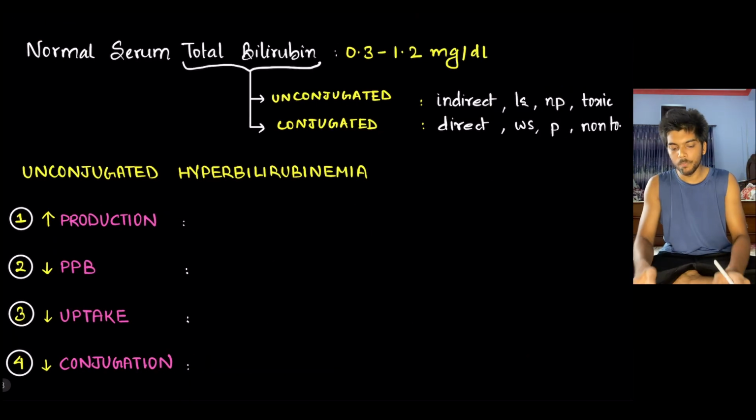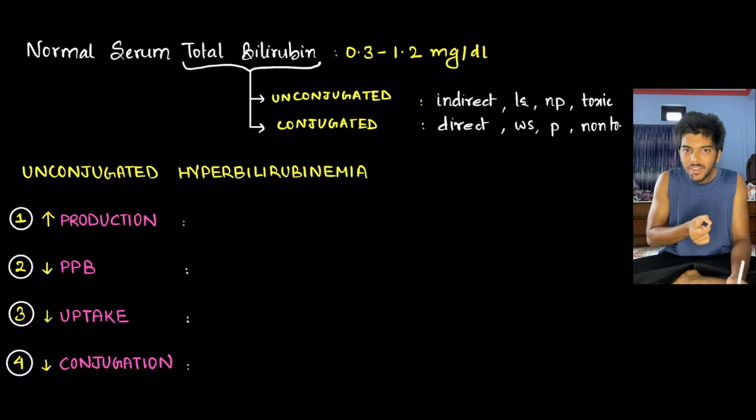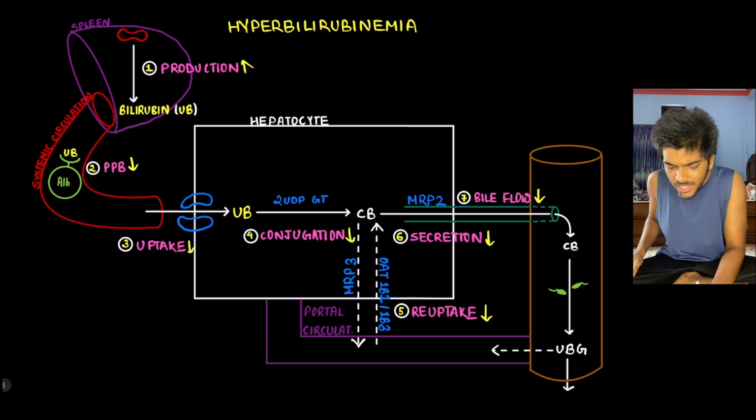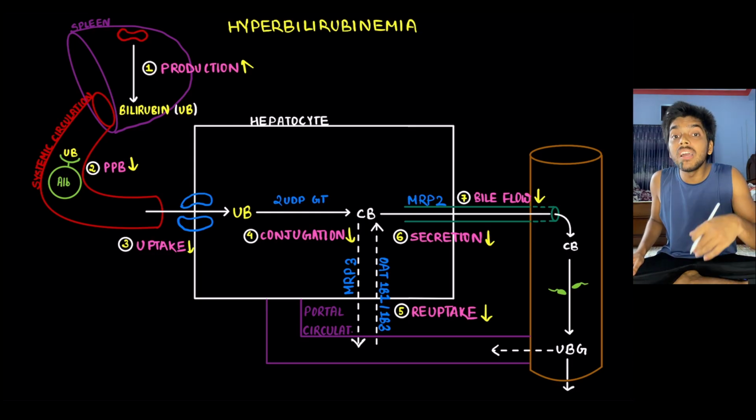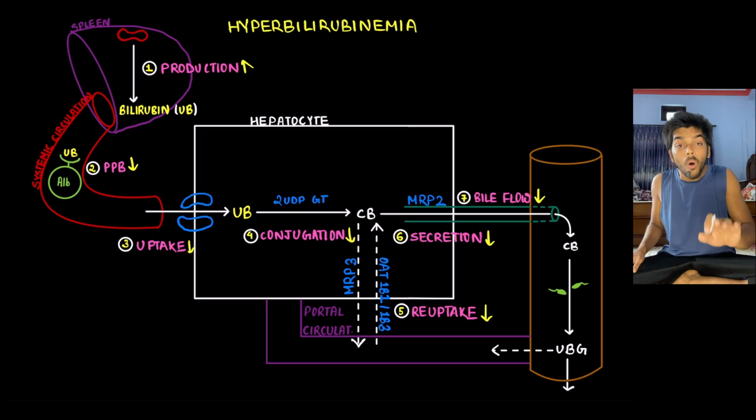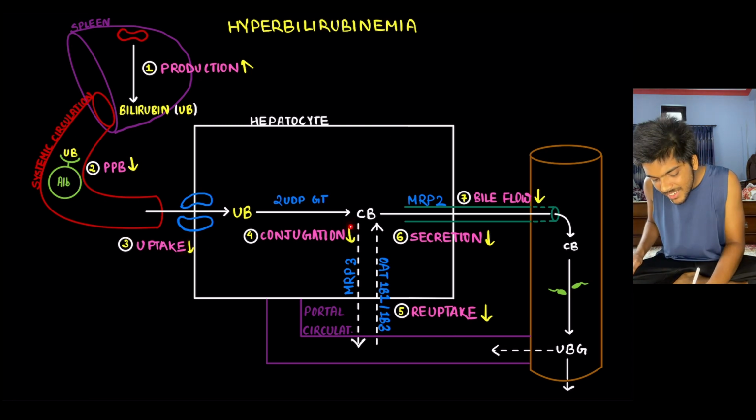That's it. Now what you need to know is, for individual reasons, what are the pathologies behind it? Okay, there is increase in production of unconjugated bilirubin leading to unconjugated hyperbilirubinemia. But what causes the increase in production? What causes the decrease in plasma protein binding? What causes the decrease in uptake? What causes decrease in conjugation? What causes the decrease in reuptake? What causes the decrease in secretion? What causes the decrease in bile flow?